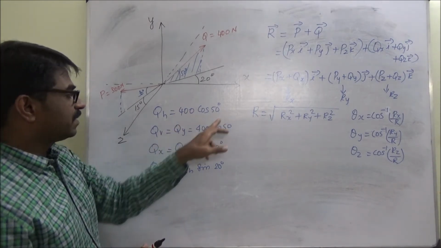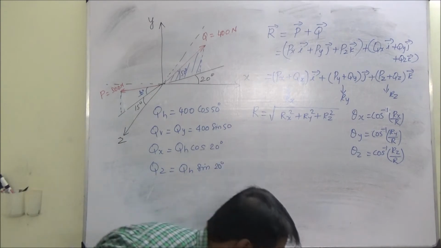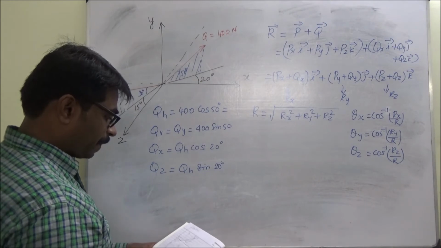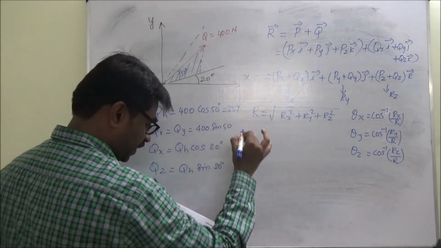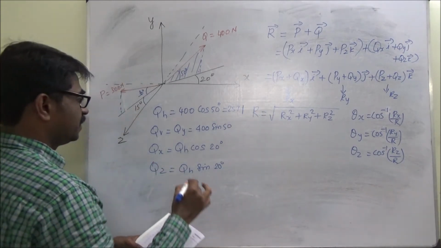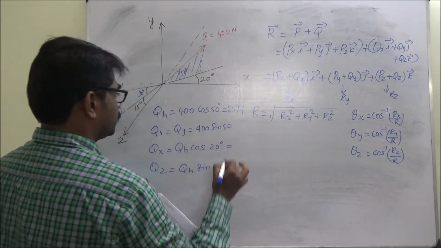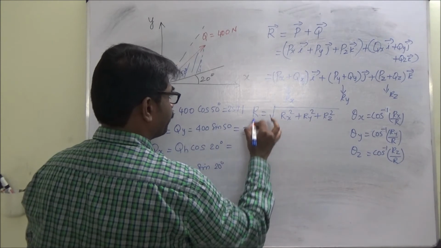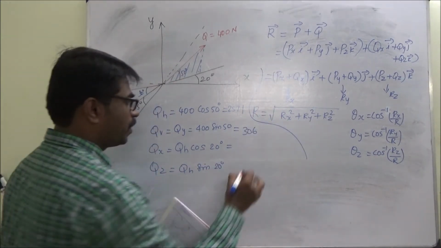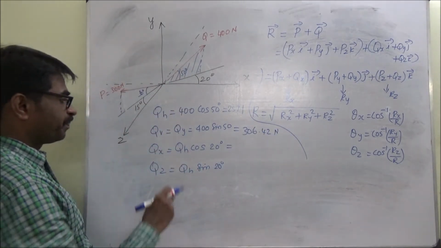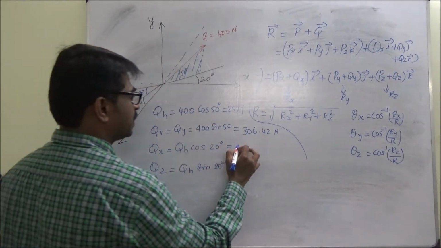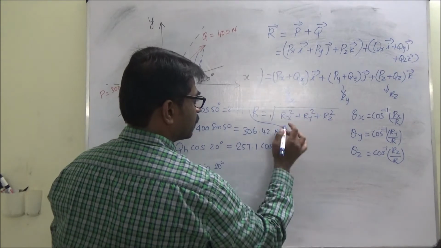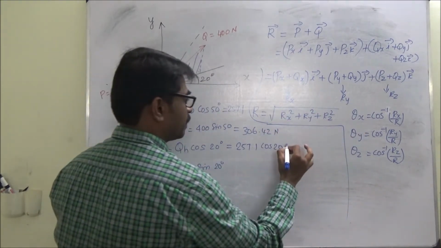Okay, you calculate this and you can substitute. I will just write the values. So 400 cos 50, Q horizontal is 257.1. Okay, so the Qy is 306.42 Newton. Now Q horizontal, you substitute that, 257.1 cos 20.